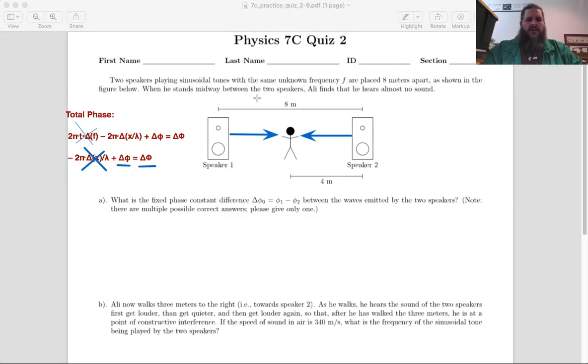Okay. In this case, though, it says he hears almost no sound, so we should expect destructive interference. What has to be true about the total difference in phase, delta capital phi, in order to have destructive interference?